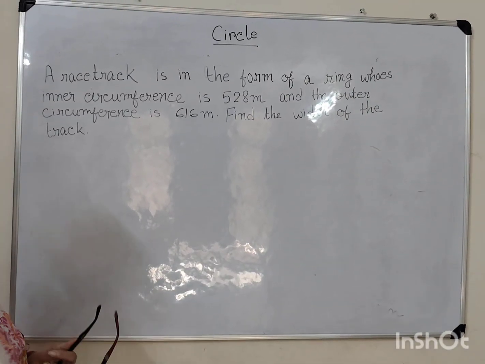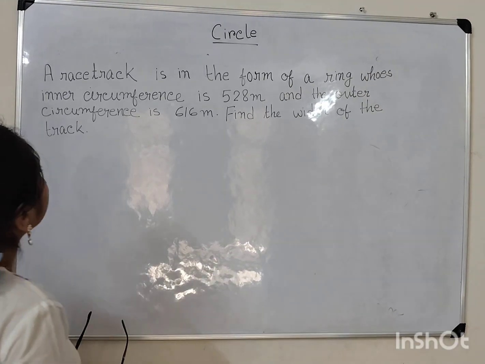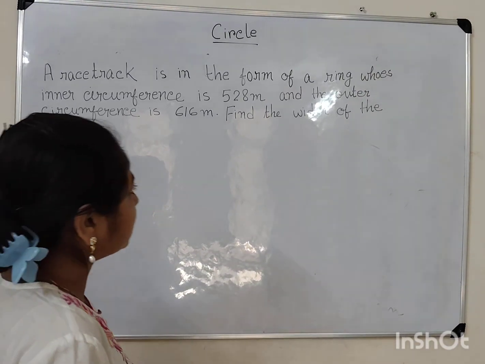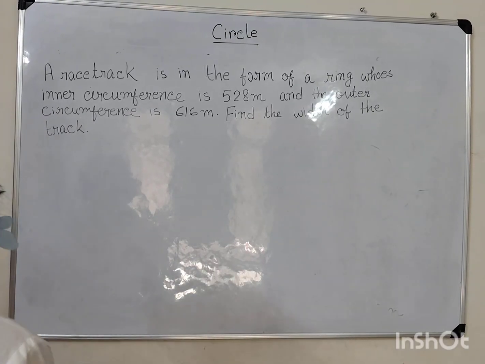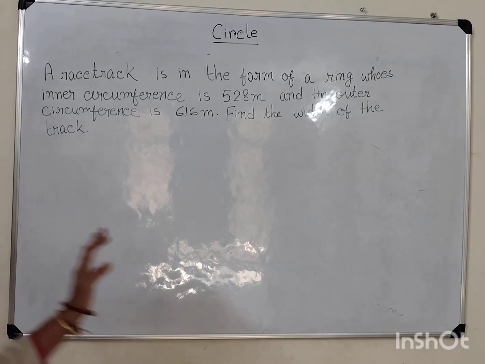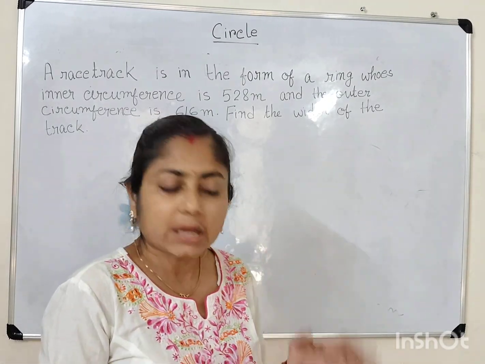Come to the next math. Our racetrack is in the form of a ring whose inner circumference is 528 meter and the outer circumference is 616 meter. Find the width of the track. Look at this math. Here there is no radius, no diameter. Only they give the circumference.